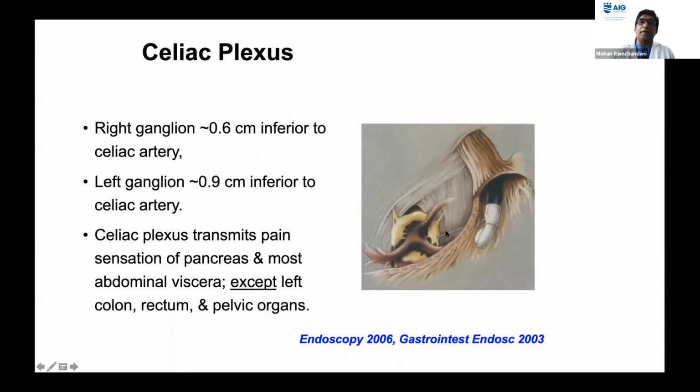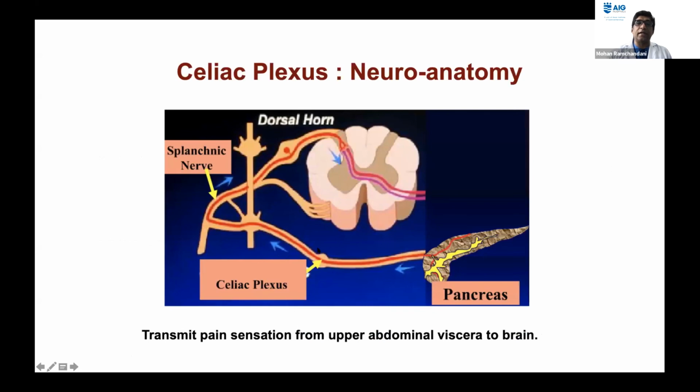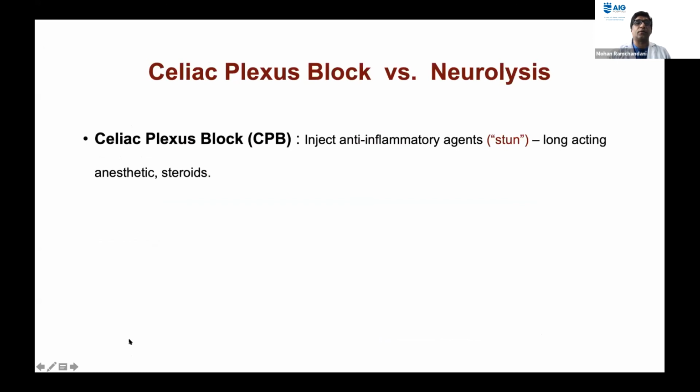The right ganglia is slightly above the left, and we should all know that it relays the afferents from not only the pancreas, but also from abdominal viscera, almost all abdominal viscera, except the left colon, rectum, and pelvic organs. And this is the celiac ganglion, which takes the afferents from the pancreas and other abdominal organs and relays to the splanchnic nerve, and through that it goes to the dorsal horn and to the brain. So this is the circuit. So if we break the circuit at the celiac plexus, there can be some improvement in pain. So that is what we target.